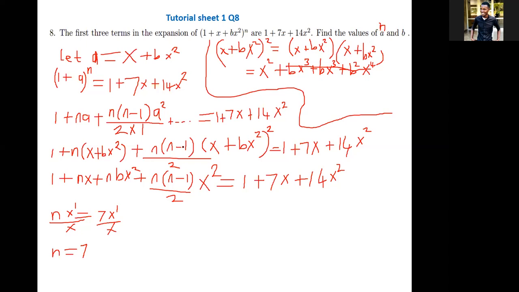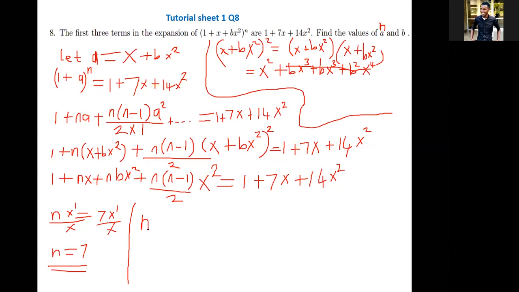So we found our n here. Now we're just remaining with finding b. So I'm also going to get the terms here with a degree 2, meaning they are squared. Even this side, I'll equate them.